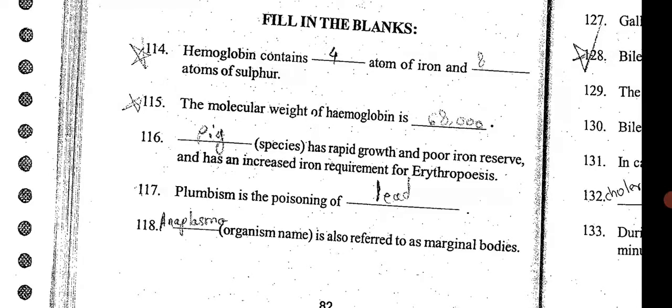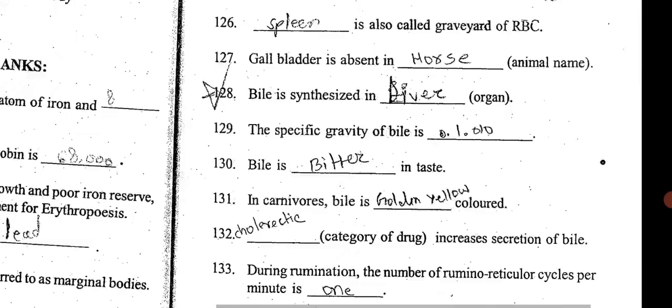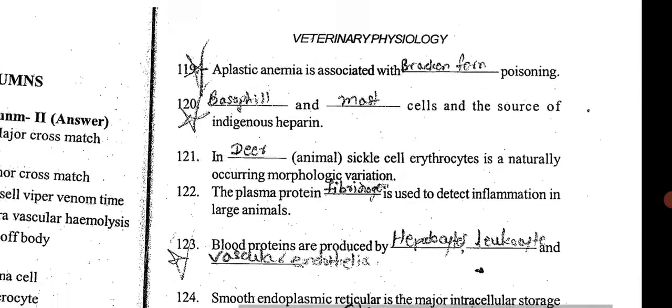Plumbism is the poisoning of lead. Lead is denoted as Pb, and the poisoning of Pb is plumbism. Anaplasma marginale, an intracellular parasite, is referred to as marginal bodies. As the name indicates, Anaplasma marginale will be on the margin of the red blood cells, so it is also referred to as the marginal bodies.